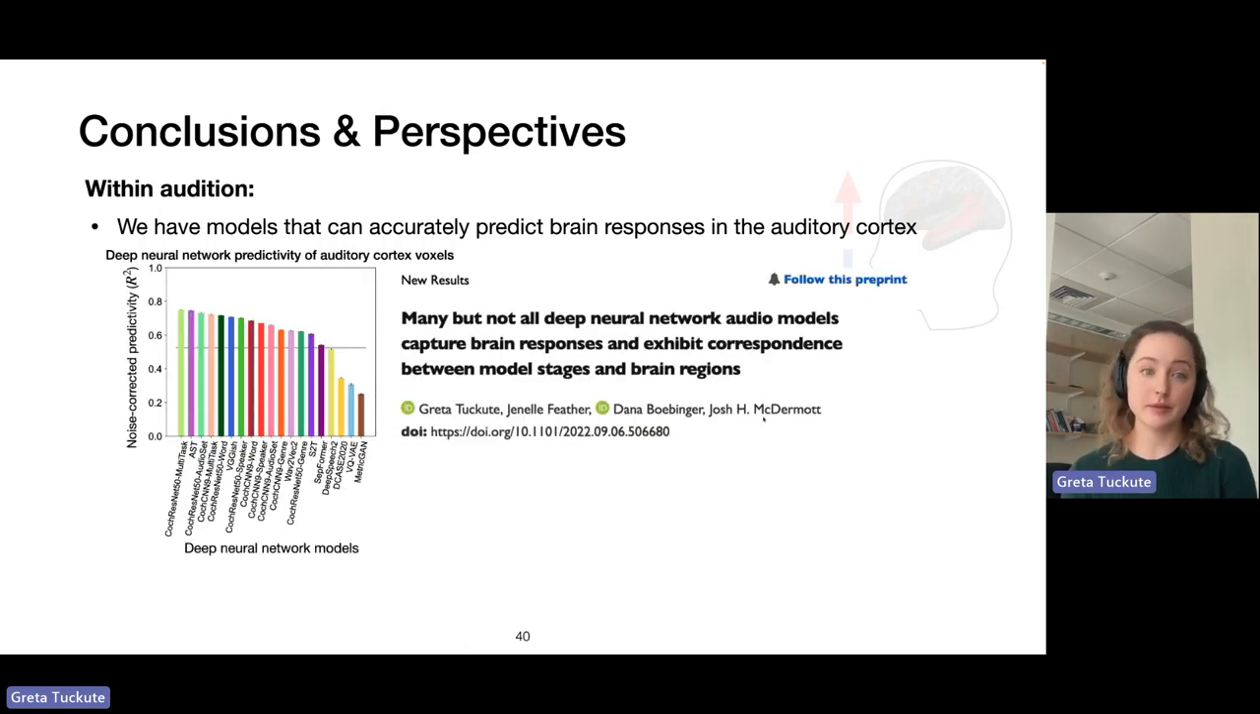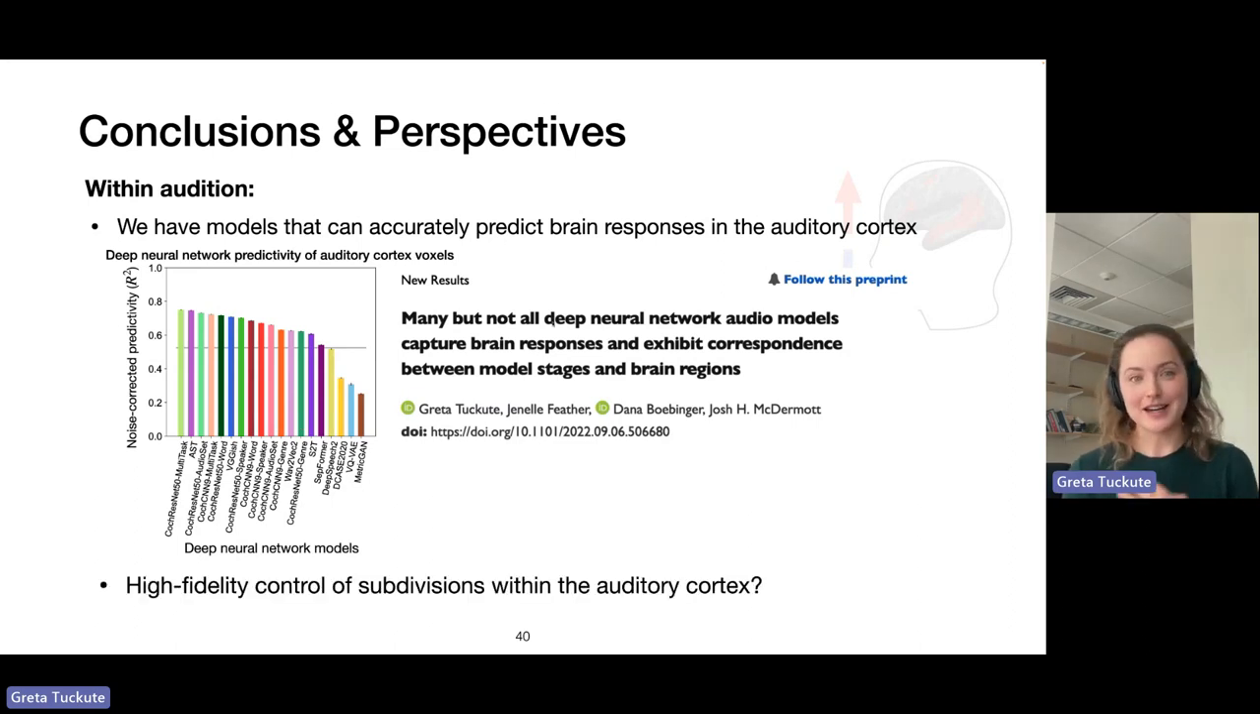And in recent work, in collaboration with Janelle Fetter, Dana Bobinger, and Josh McDermott, we quantified how different deep neural network models, here on the x-axis, can predict the responses of auditory cortex voxels. And we found that many of these deep neural network models are very good at predicting the responses in the auditory cortex. And that leaves interesting avenues of work of using these deep neural network models for audio to potentially provide a high fidelity control of subdivisions within the auditory cortex.